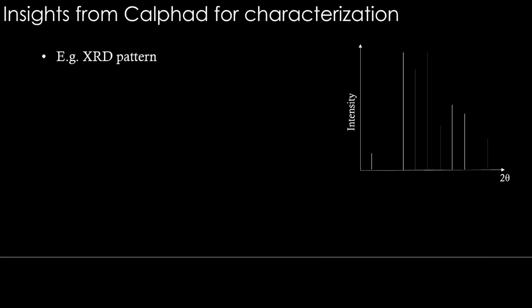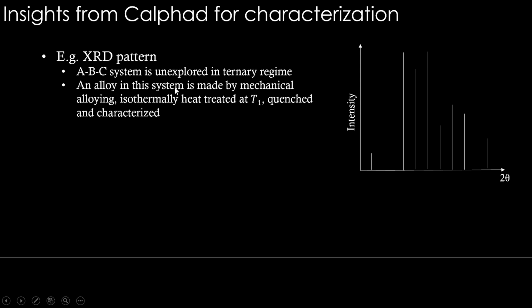This is a hypothetical example I am giving. So let's say the XRD pattern looks like this for a particular alloy. It is not explored at all. It's in a ternary ABC system. It is unexplored in the ternary regime. Binaries are explored, let's say: AB, AC and BC binaries are explored. Okay. So an alloy in this system is made by mechanical alloying, isothermally heat treated at temperature T1, quenched and characterized. Okay.